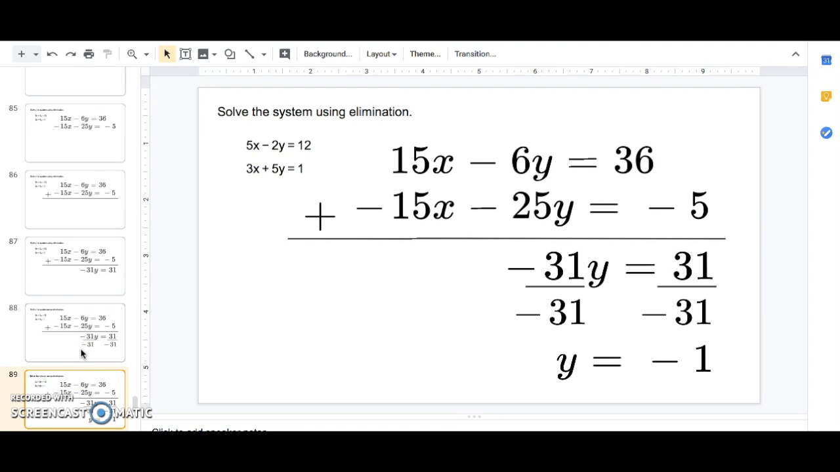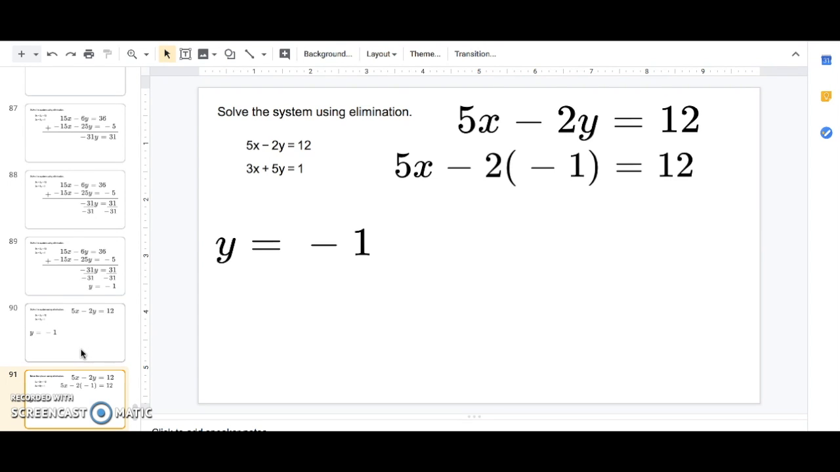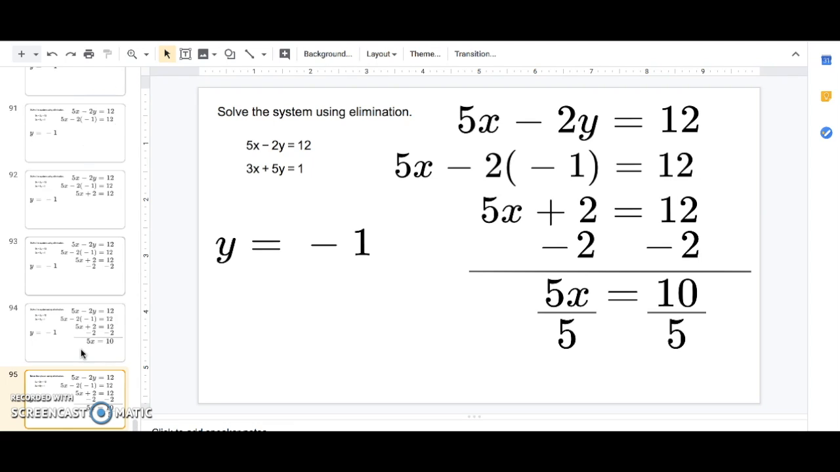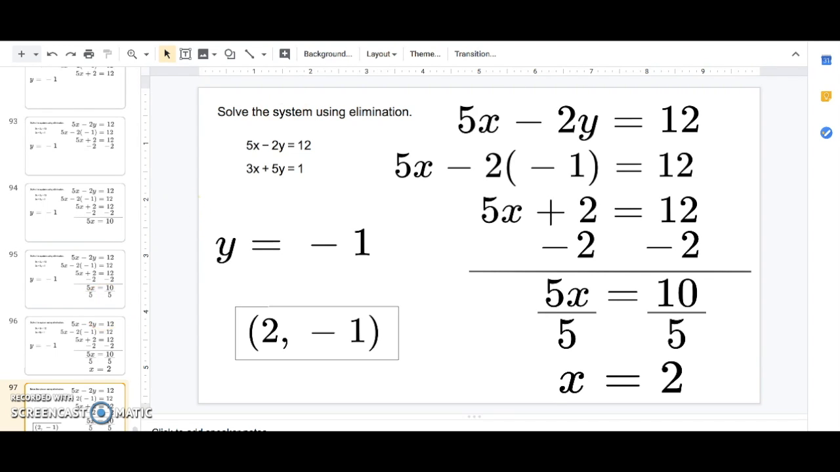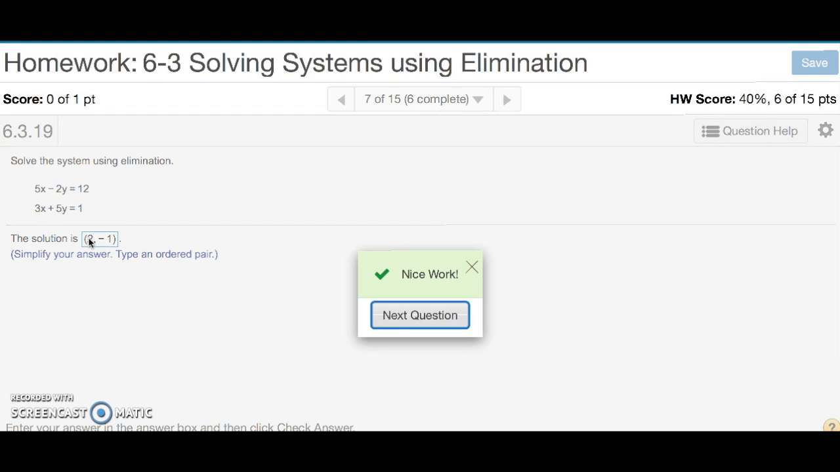So now to find x, I'm going to substitute it in for y in my original equation. So I have 5x minus 2 times -1 equals 12. -2 times -1 is positive 2. Subtract both sides by 2, and we'll have 5x equals 10. Divide both sides by 5, and x equals 2. As an ordered pair, that would be (2, -1). So put that in mathematical cells, so we have (2, -1), and that's number 7.